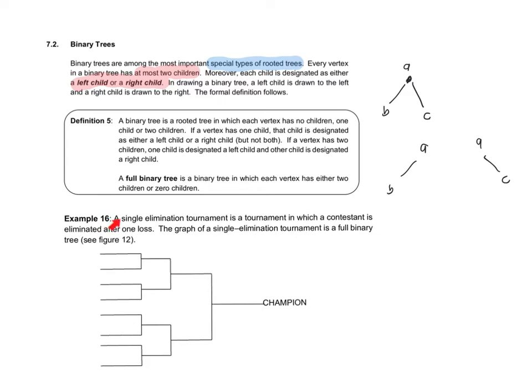Another example is a single elimination tournament, which is a tournament in which a contestant is eliminated after 1 loss. The graph of a single elimination tournament is a full binary tree. Okay, this one we call a full binary tree. Normally we see this one in football tournaments, right? Or futsal tournaments.